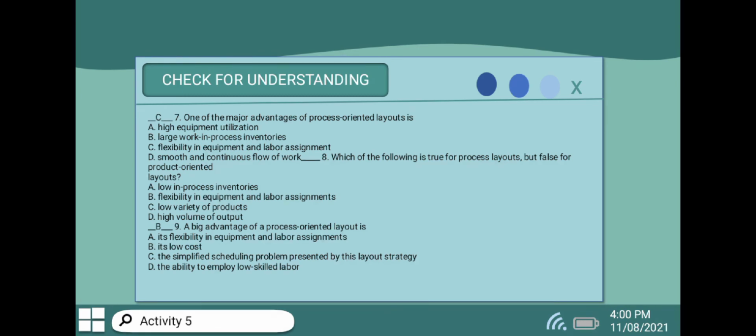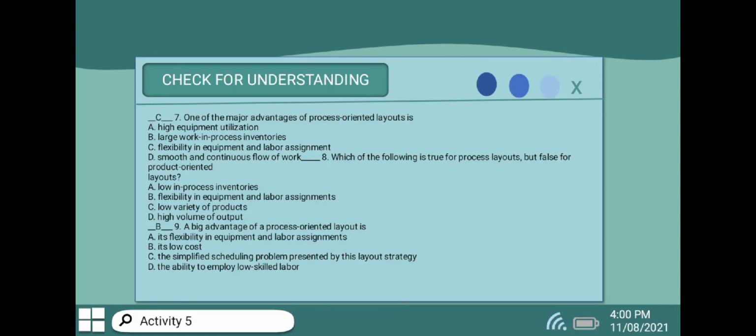Question number 9. A big advantage of a process-oriented layout is A. Its flexibility in equipment and labor assignments. B. Its low cost. C. The simplified scheduling problem presented by this layout strategy. D. The ability to employ low-skilled labor. The correct answer is B. It is low cost. Letter B. Okay?